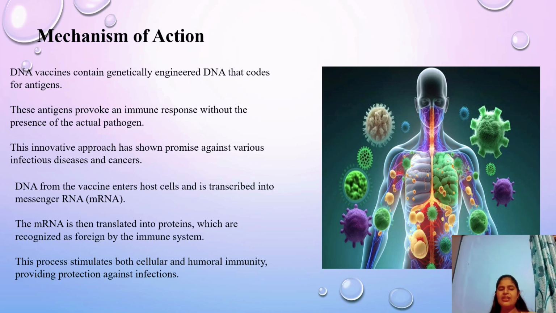The DNA vaccine enters host cells and is transcribed into messenger RNA, also called mRNA. Then the mRNA is translated into proteins, which are recognized as foreign by the immune system. This process stimulates both cellular and humoral immunity, providing protection against infections. This is the mechanism of action of DNA vaccines.